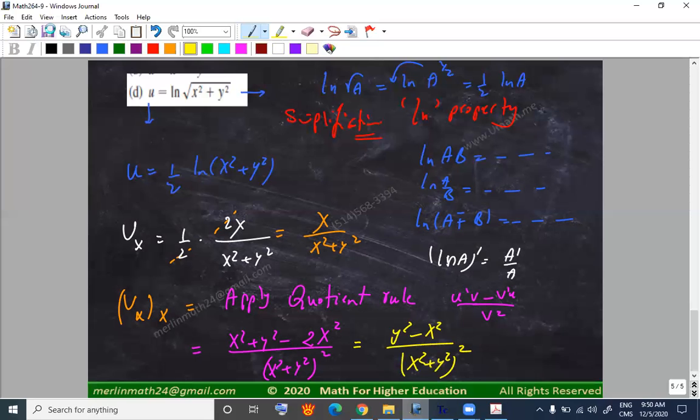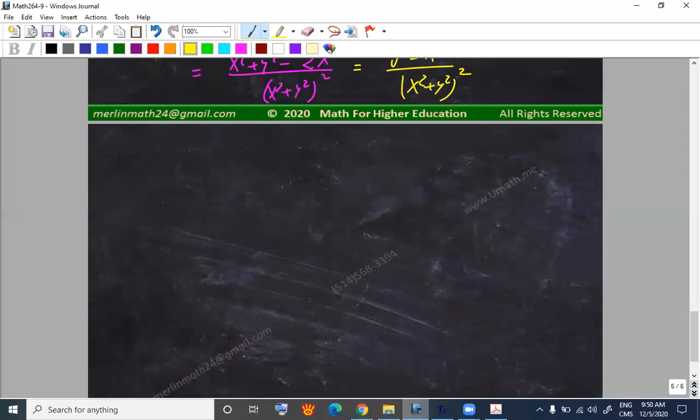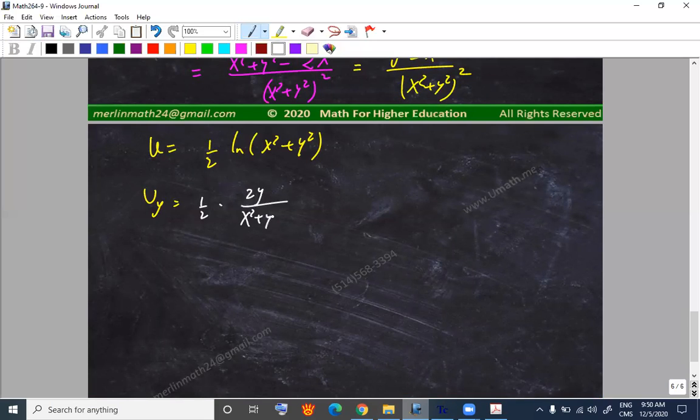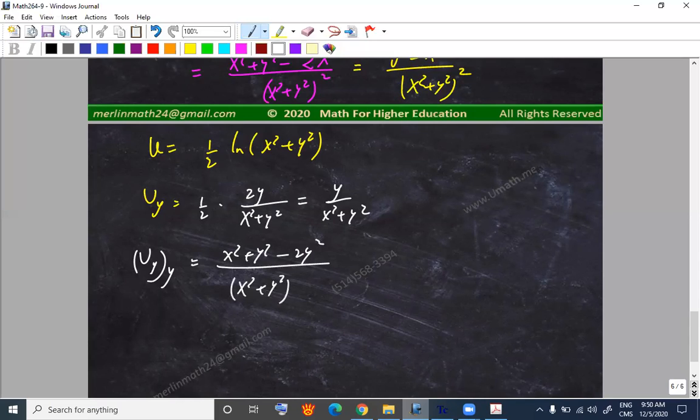You agree? Yes. So let us do u_y now. Again, remember that u is half ln of x squared plus y squared. So u_y equals half 2y over x squared plus y squared. Simplify, the 2's cancel, you get y over the same denominator. Now again u_yy, you get the quotient rule. This is pretty simple. Simplify, what do you get? You get x squared minus y squared over the denominator squared.